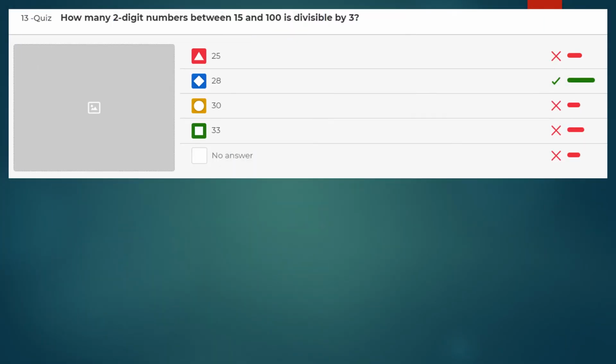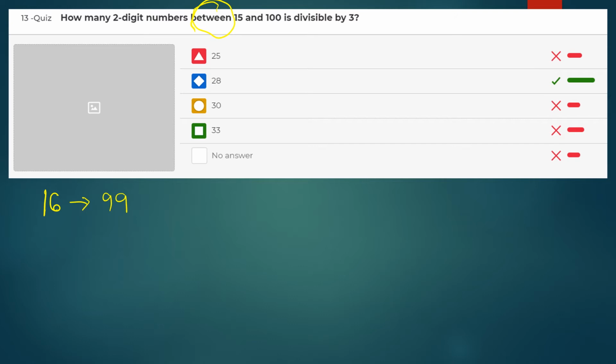Okay, next. How many two-digit numbers between 15 and 100 are divisible by 3? So how many are there? We have the term here, between. So if it's between 15 and 100, that will be from 16 to 99 only, because it says between. Two-digit numbers. So in this case, what do we do? We can just count how many of them.